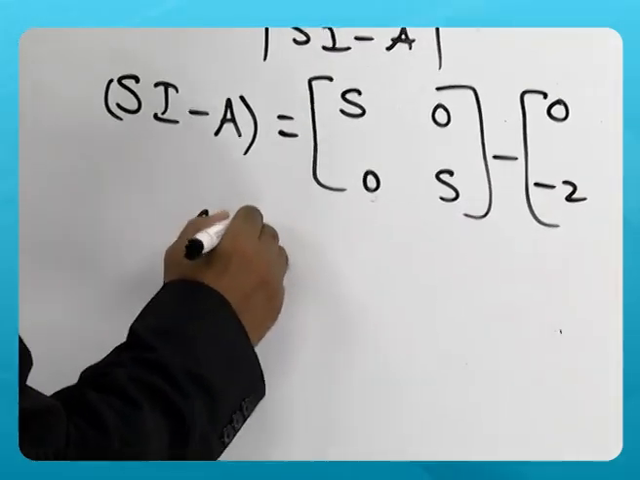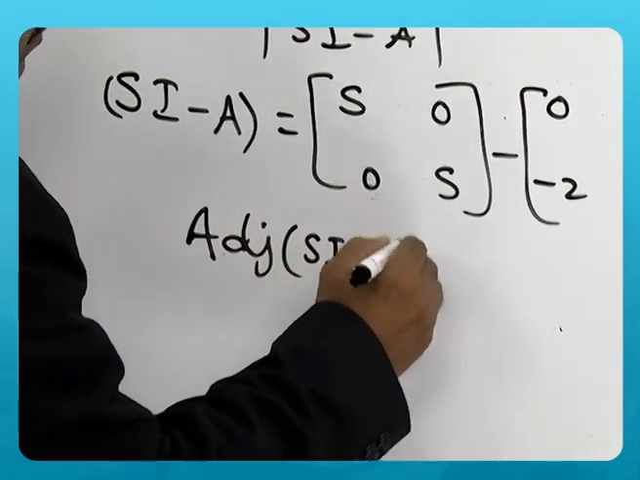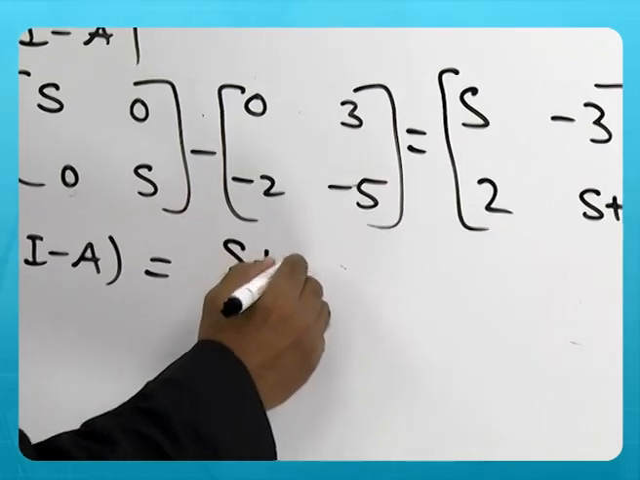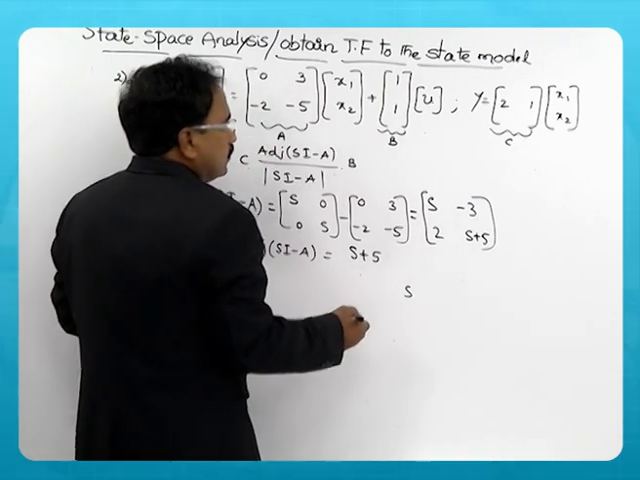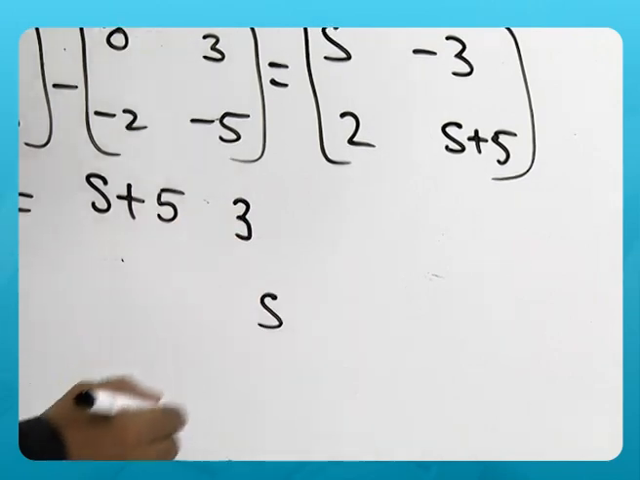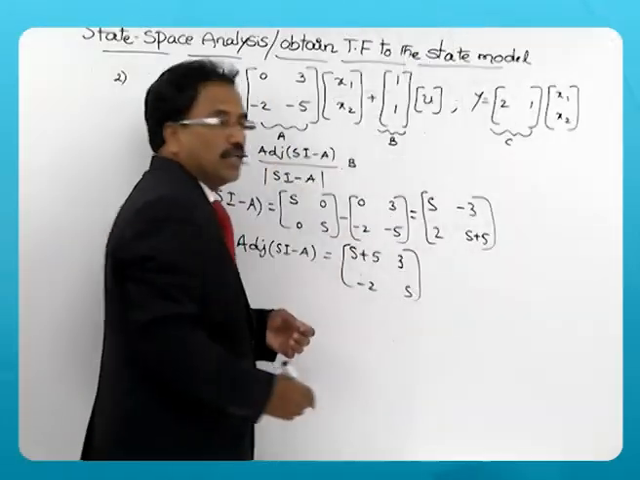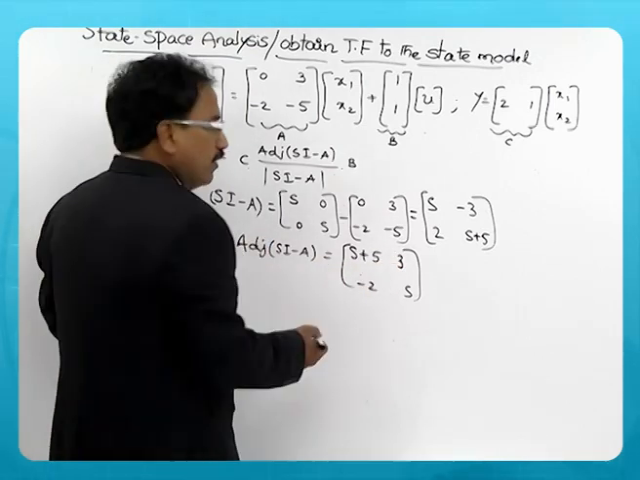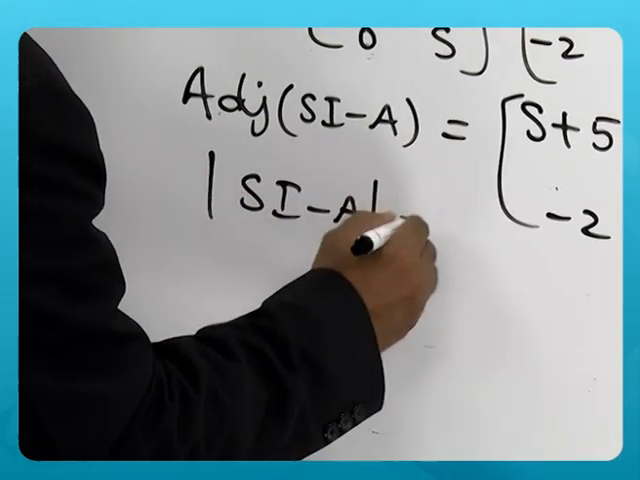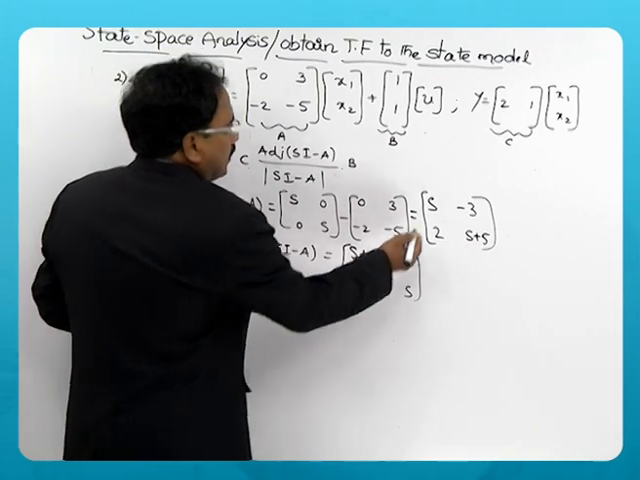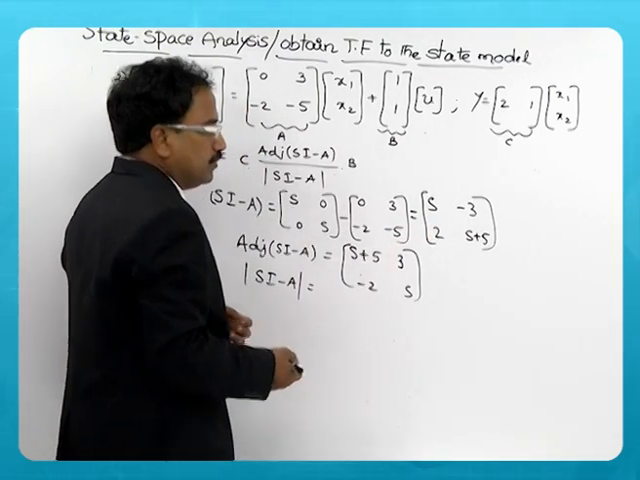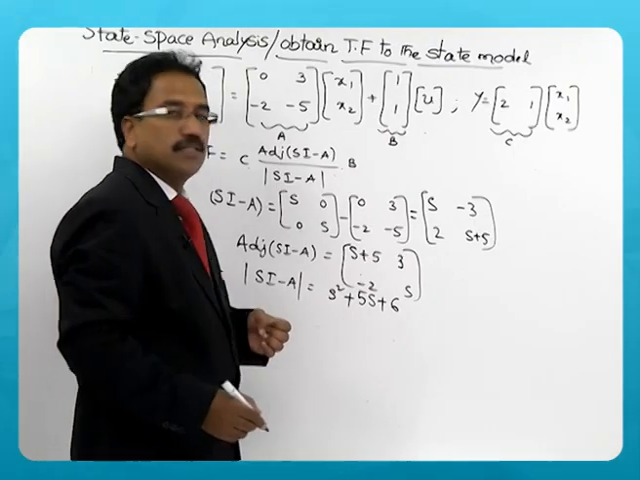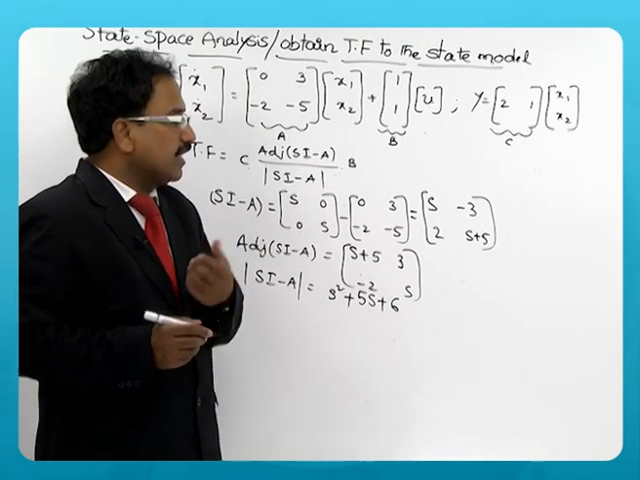Now I want to get the adjoint of sI minus A. The procedure to get this adjoint is to just interchange these two elements, s plus 5 and s, diagonally and change the sign of the other diagonal. Minus 3 has become plus 3 and 2 becomes minus 2. So this is the adjoint of sI minus A: one diagonal interchanged and the other diagonal just has its sign changed. Now the determinant of sI minus A is also required, and this will be s into s plus 5 minus minus 3 into 2. So you get s square plus 5s plus 6. This is the determinant of sI minus A, which is nothing but the characteristic equation.